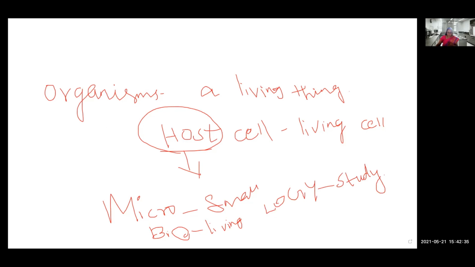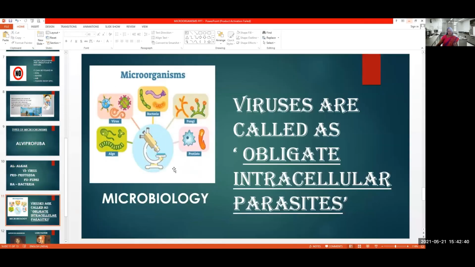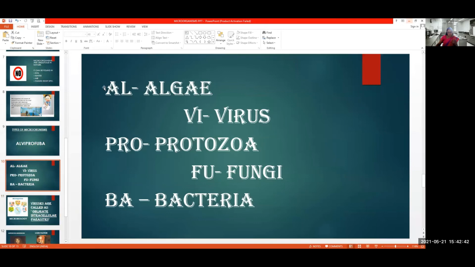Now you can ask me: the study of all microorganisms is called microbiology, but we have learnt that we have 5 different types of microorganisms. So what do we call each one? I can tell you. The study of bacteria is called bacteriology. The study of protozoa is called protozoology. The study of viruses is called virology, and the study of algae is called phycology.